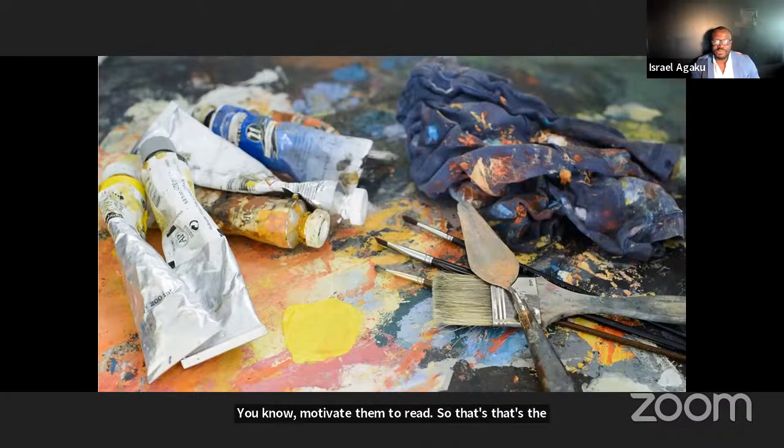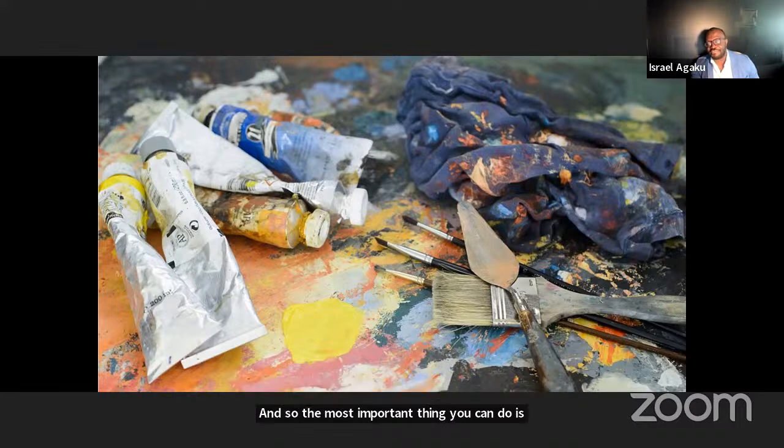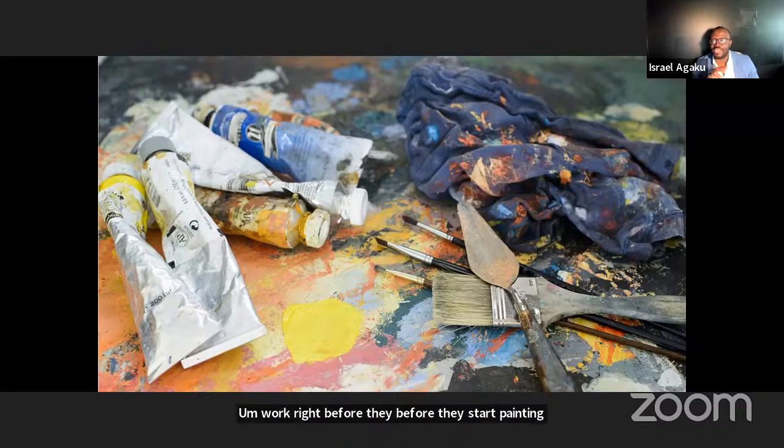And so the most important thing you can do is to prepare, right? If we are likening ourselves to artists, then every artist prepares for work before they start painting. You get your paint together, you think of, okay, what color combination do I want to create on this canvas? What do I want to paint? All of those things go into preparation of your work.